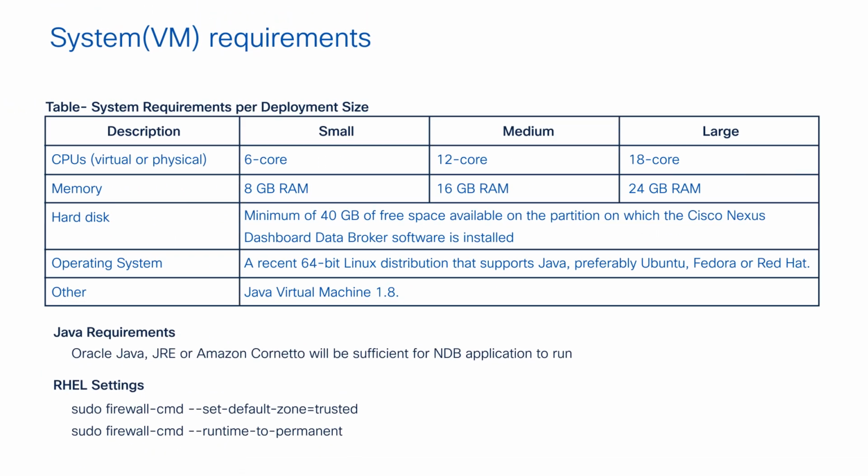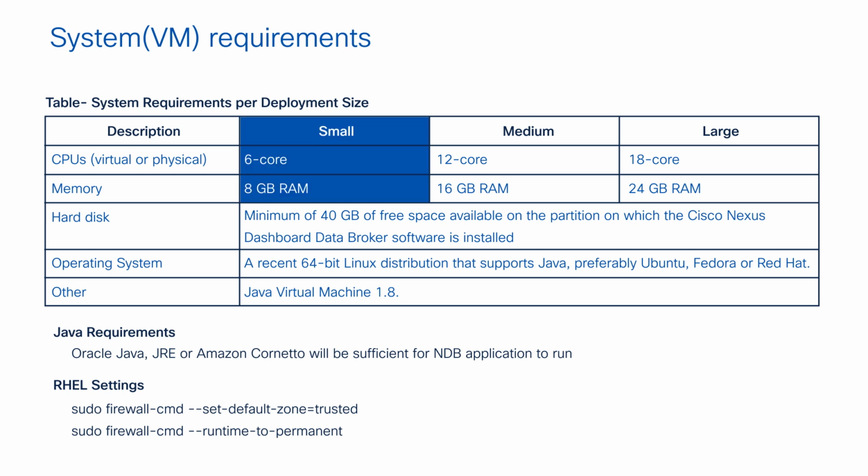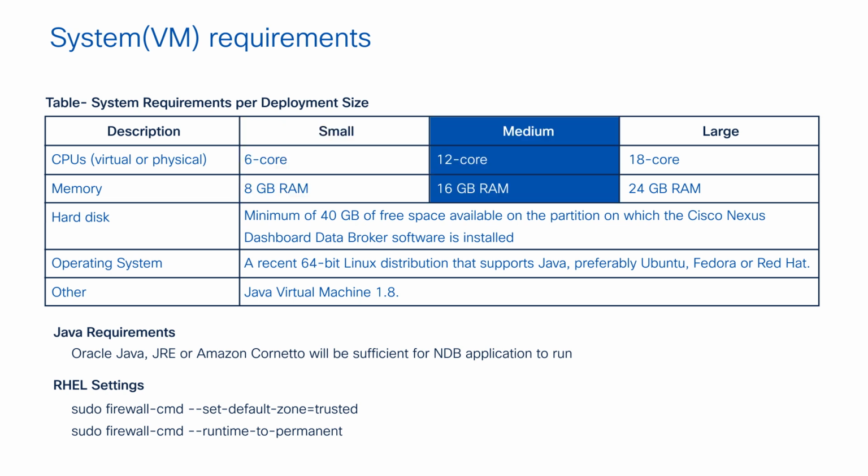Let's quickly touch base upon some of the VM requirements. These VM requirements are all categorized based on the number of NDB boxes that you manage in one single controller. Let's quickly touch base on some of the system settings that you can do, based on the number of NDB switches added to the controller. There are primarily three categories when it comes to the system requirements. The first one is small, the second one is medium, and the third one is large.